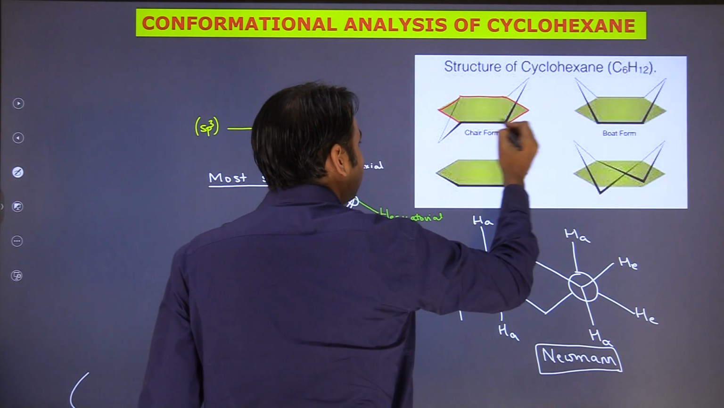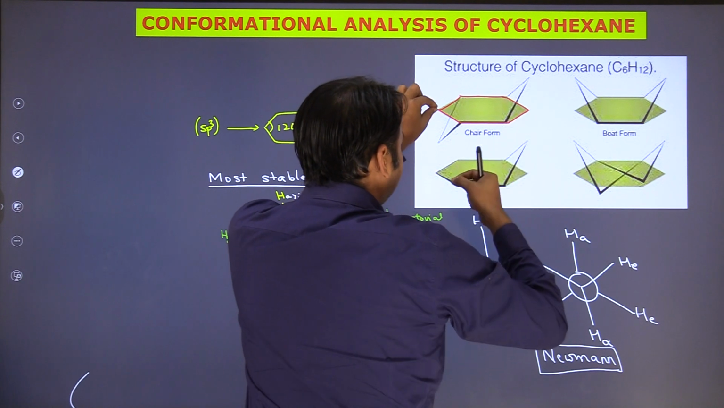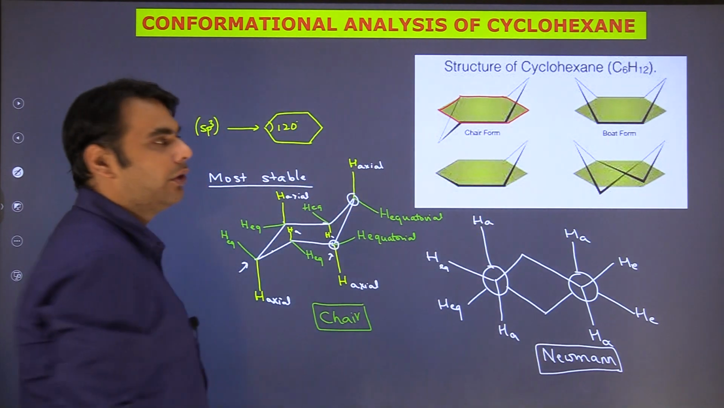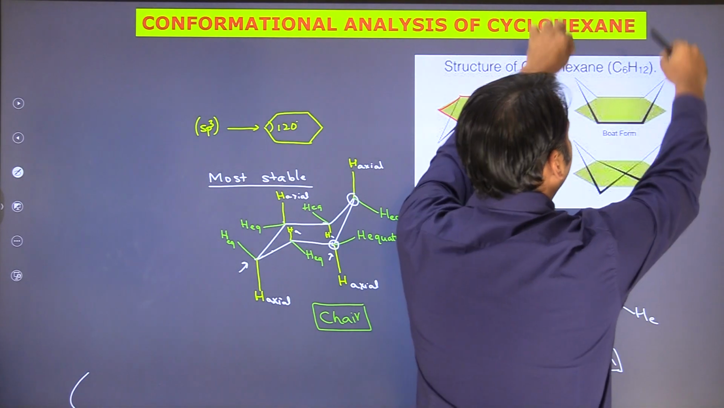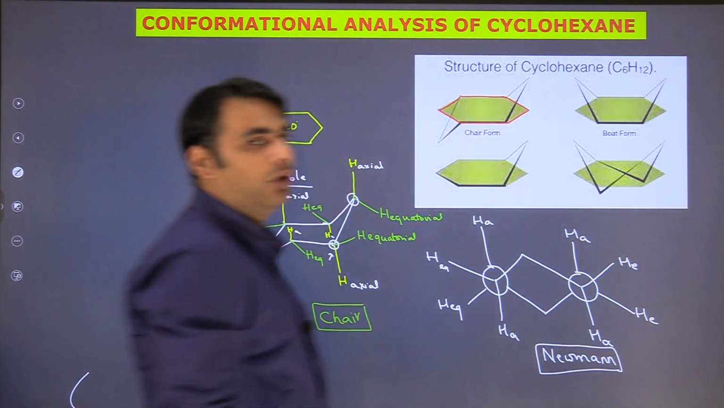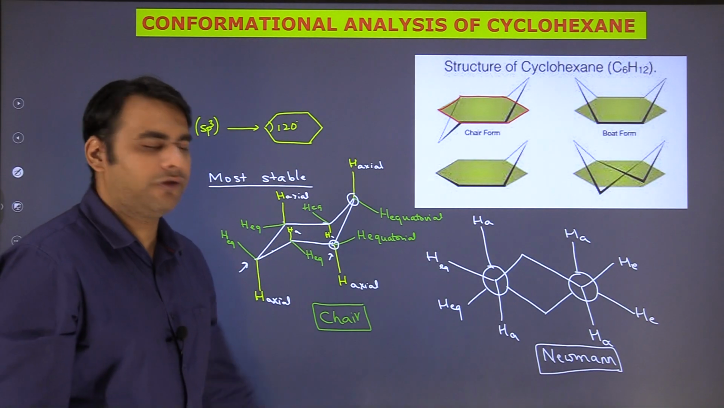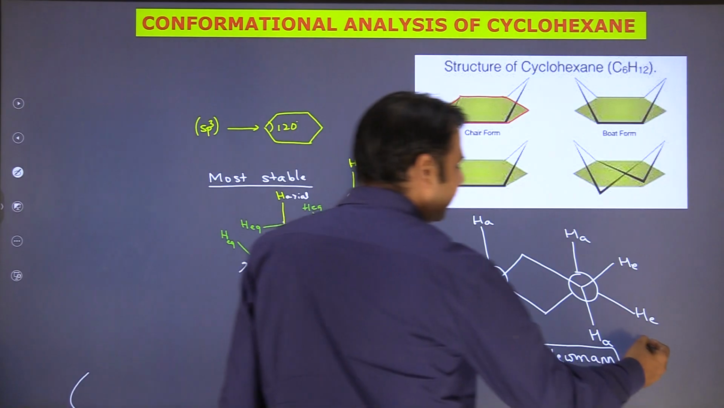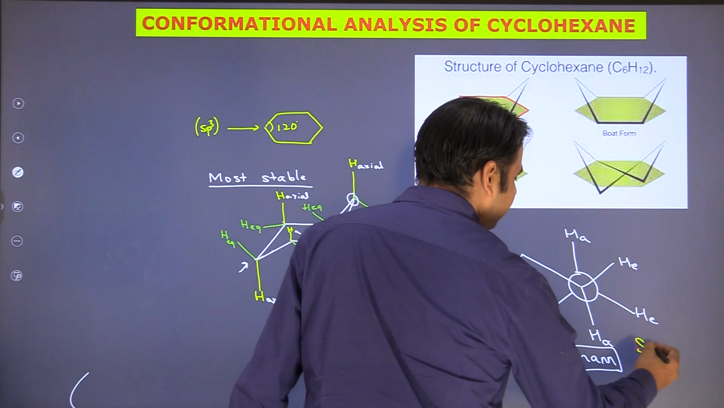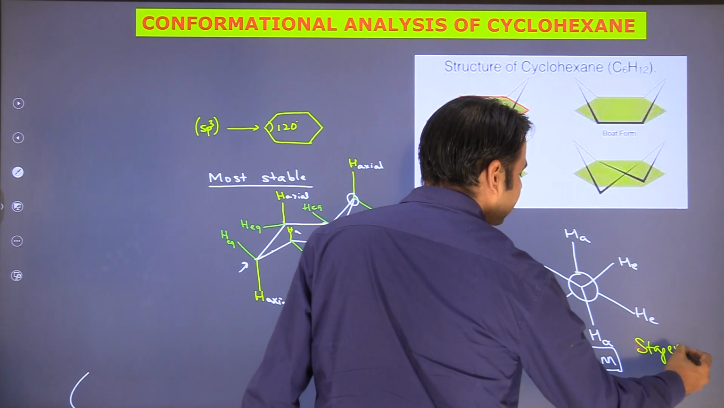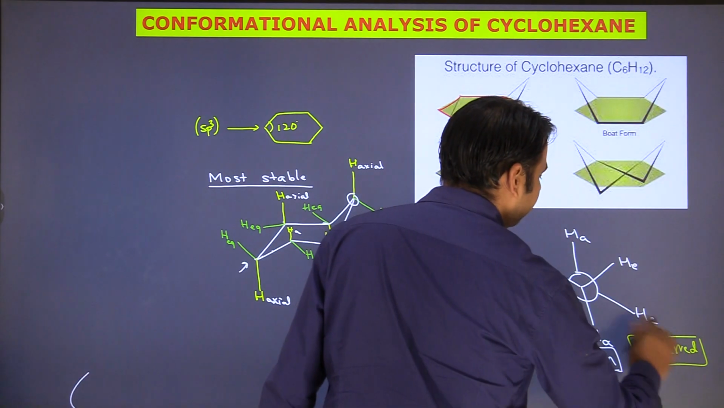Now what I have done over here is, I have taken one of the bonds and stretched it above the plane and taken one of the bonds below the plane. So I got a chair form. If I take both of them in the same plane, we will get a boat form. Now there can be a question why chair form is the most stable form, because obviously you can see that the configuration here is staggered. Because of staggered there is very less repulsion, and due to which this is the most stable form.